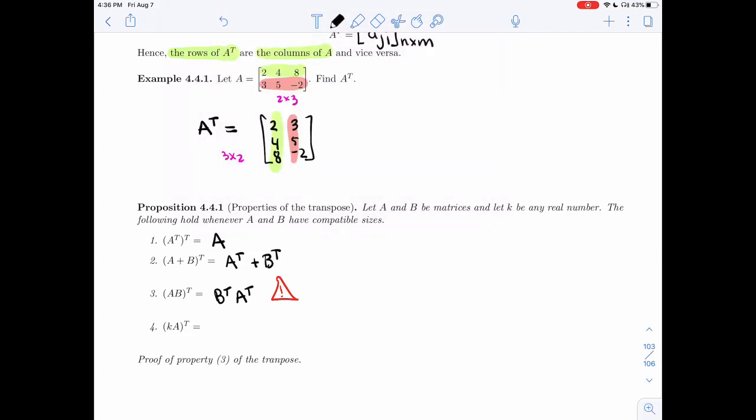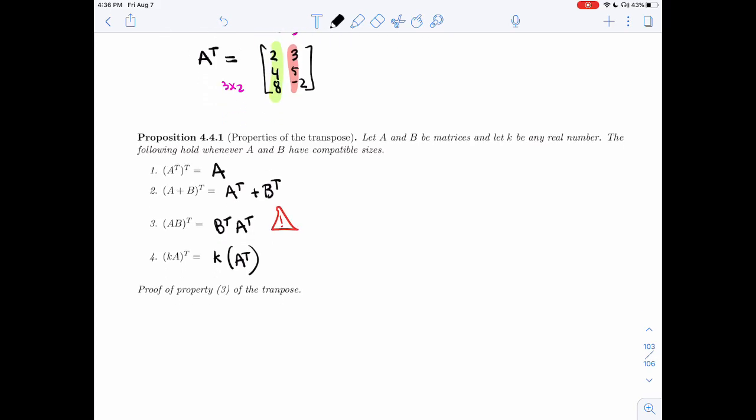All right, and if I multiply A by k, I can multiply it first, then take the transpose, or take the transpose and multiply it. I'll get the same thing. All right, so the only one that's truly interesting is 3, so let's prove that.